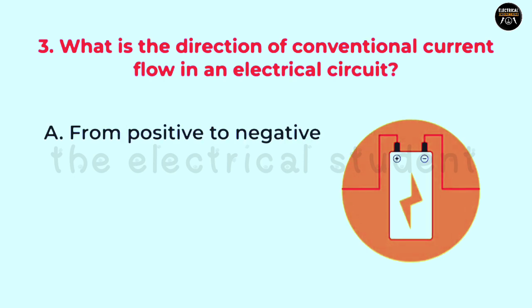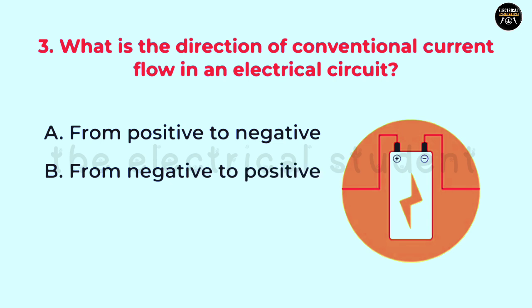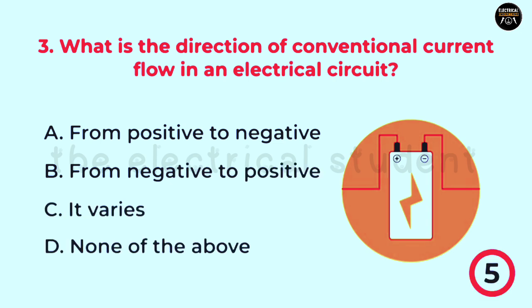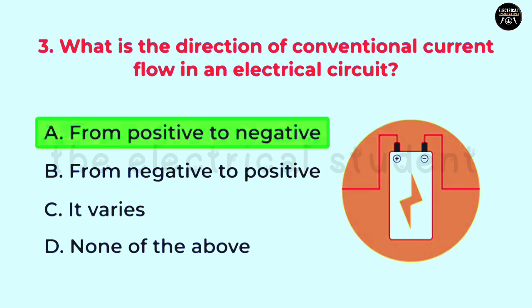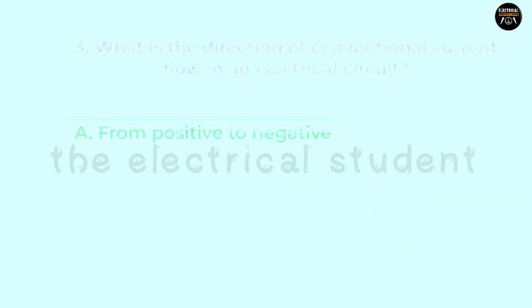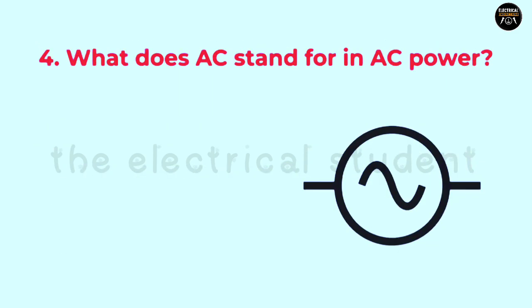What is the direction of conventional current flow in an electrical circuit? A. From positive to negative. B. From negative to positive. C. It varies. D. None of the above. The correct answer is option A. From positive to negative.